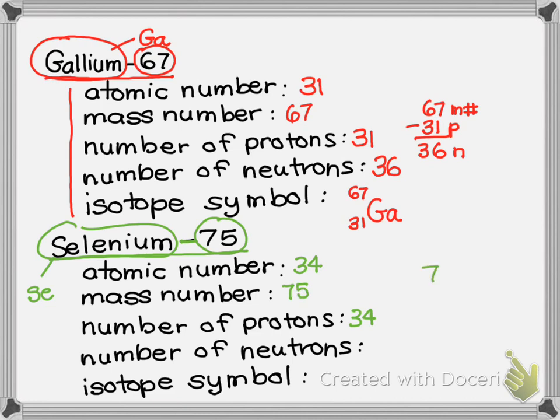The mass number is equal to the protons plus the neutrons. So if I take the mass number and subtract the number of protons, then I get the number of neutrons. So that's 41. Then for the isotope symbol, I put the symbol of the element Se, the mass number 75, and the atomic number on the bottom, 34. Review your isotopic notation before you proceed further.